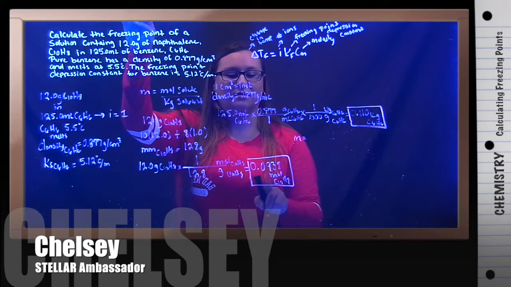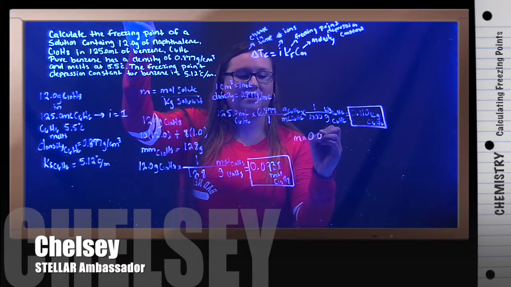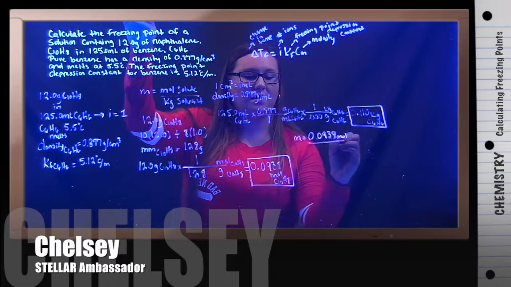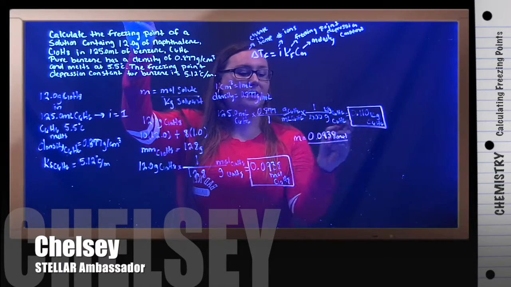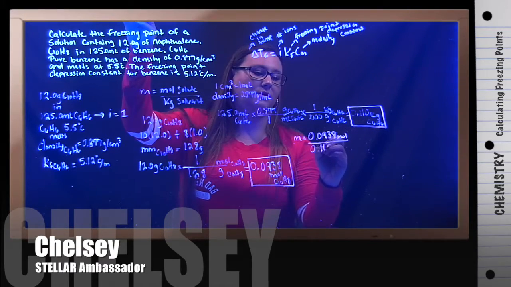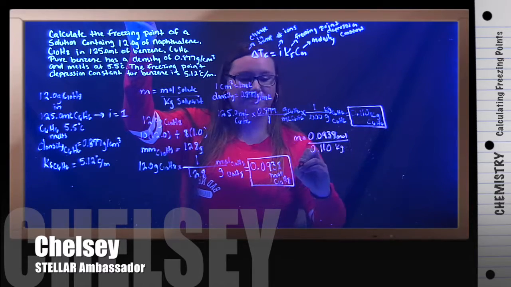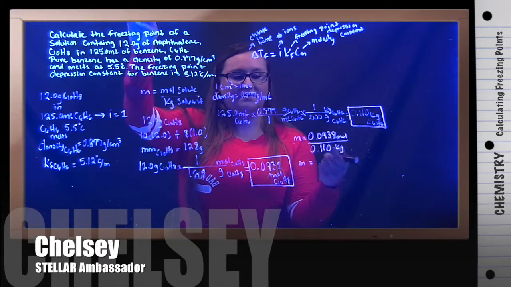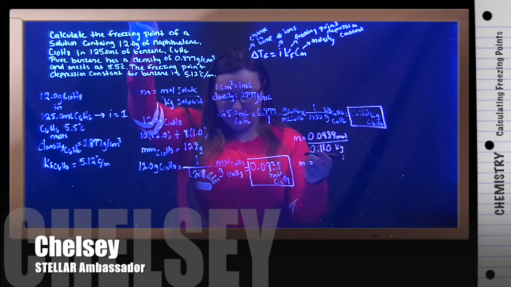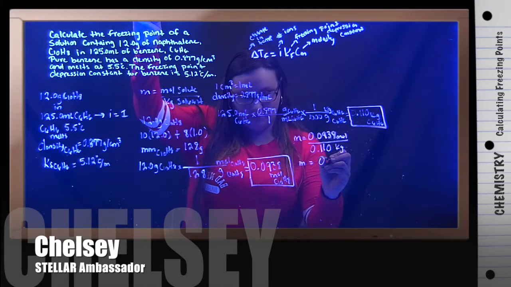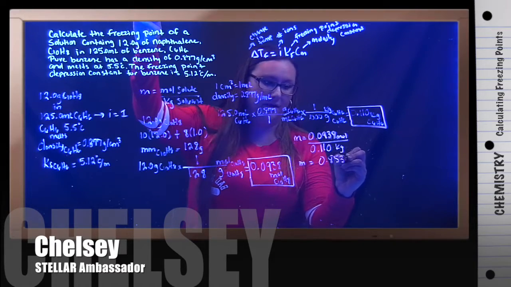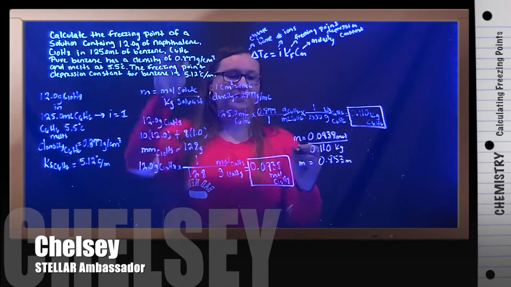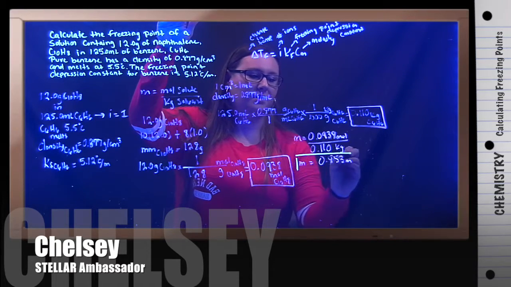So our moles of our solute is the 0.0938 moles, and our kilograms of our solvent is the 0.110 kilograms. You do this division of 0.0938 divided by 0.110, and you end up with a molality of 0.853 molality.